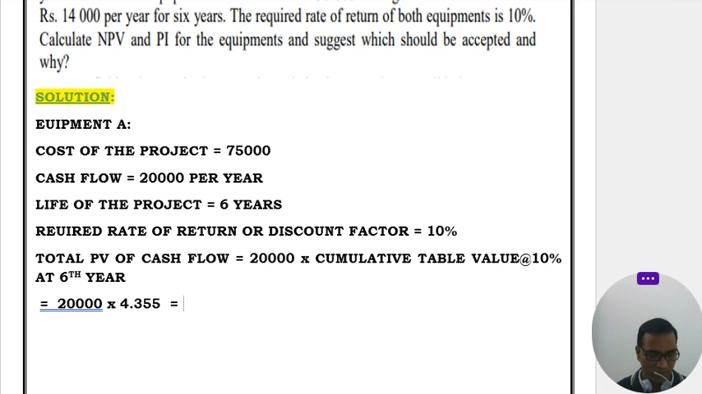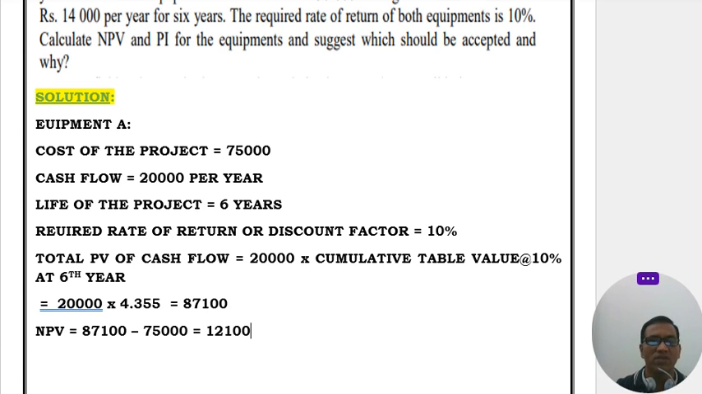20,000 multiplied with 4.35, that is 87,100. Good. Now NPV, what is the formula? Total PV of CFAT, 87,100, minus cash outflow, cost of the project, 75,000. That is 87,100 minus 75,000, that is 12,100. Very good. What about PI?